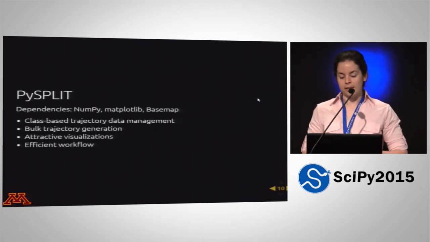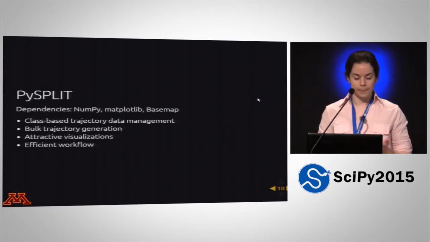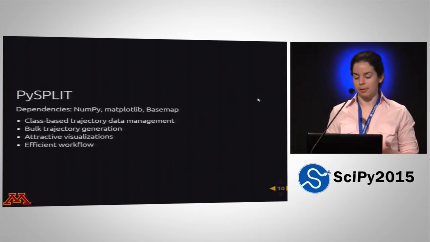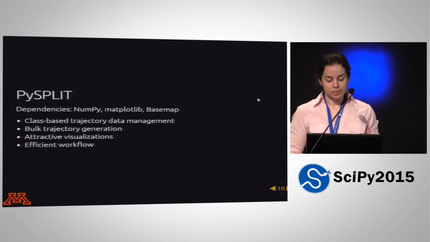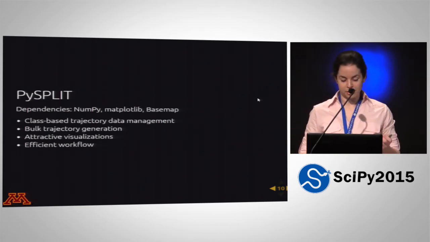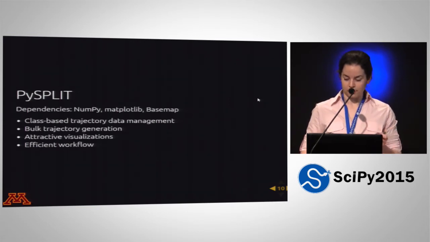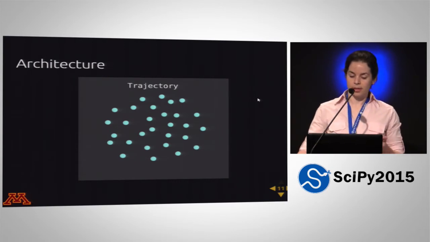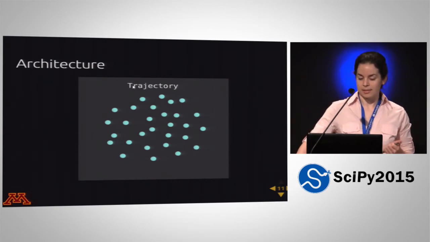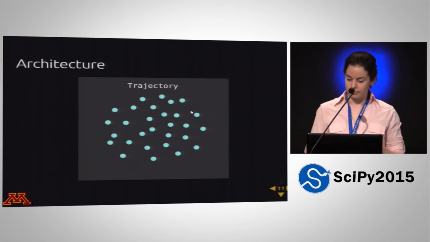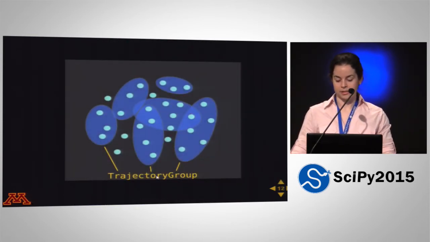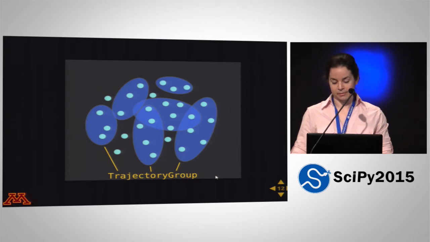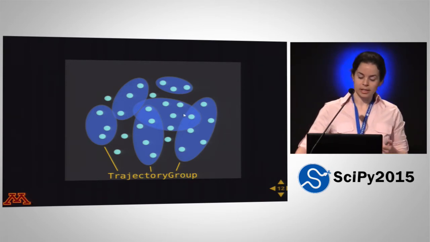It only depends on NumPy, Matplotlib, and Basemap. It's a very simple architecture with 5 classes, and it enables bulk trajectory generation, some very attractive visualizations, and overall a more efficient workflow. So, as I've said, the architecture is simple. The main class is the trajectory class. Each trajectory object represents a trajectory output by HYSPLIT. And the container for the trajectories is the not very creatively named trajectory group. They are iterable and additive.